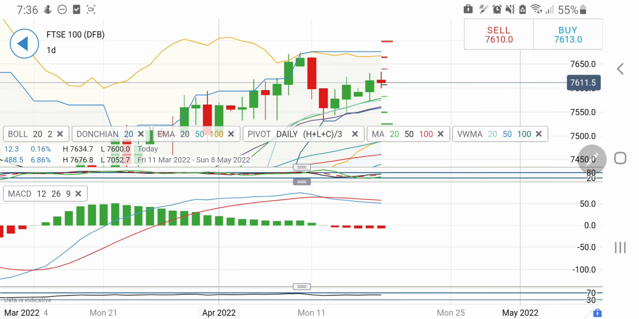There you can expect 7640, 7650, 7655 levels, and beyond that it may fly strongly on the upside. On the downside, if you see it trading below 7580 levels, then only I will recommend you to go short. Else one can remain long. Below 7580 one can expect 7560 levels. So take your positions accordingly.